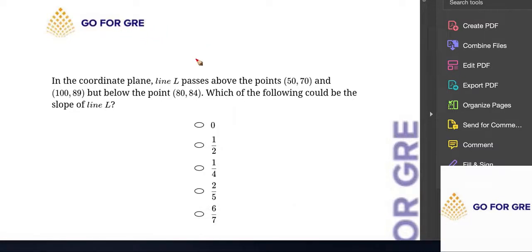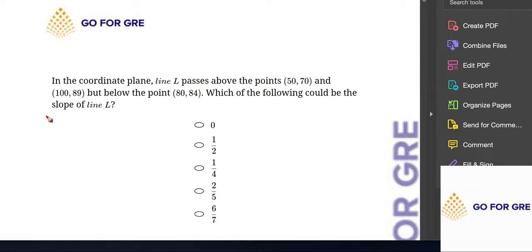In the coordinate plane, line L passes above the points (50, 70) and (100, 89) but below the point (80, 84). Which of the following could be the slope of line L? We are finding the slope. This is a very beautiful GRE quant inference question, and your strategy is a forward strategy. I have to use this information to find the slope. So let's find the slope of these 2 points and then the slope of these 2 points.